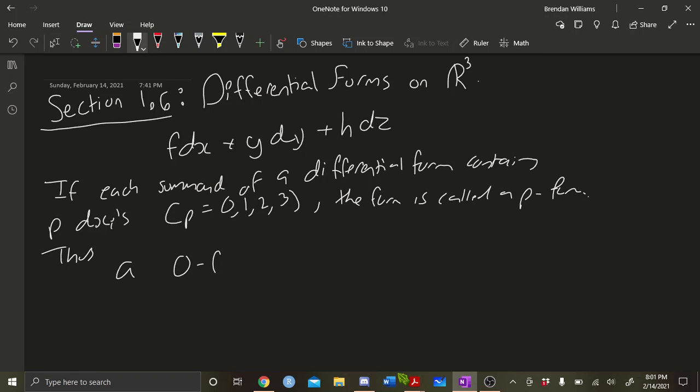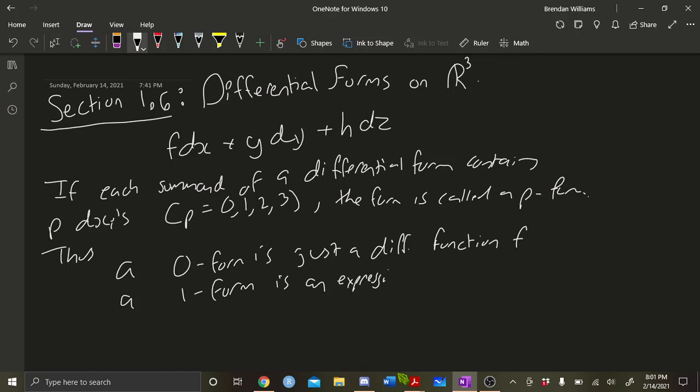A zero form is just a differentiable function f. A one form is an expression, well, we already defined it, of course, but it's of the form f dx plus g dy plus h dz.